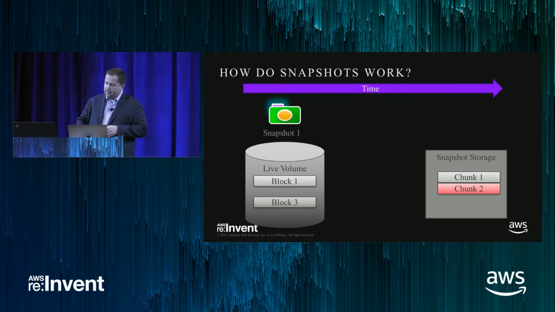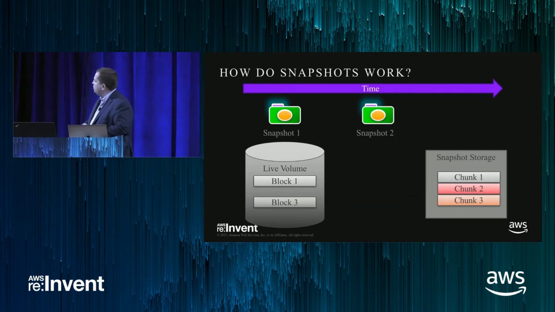So then when you make a change, you delete block 2 and you add block 3, and you take a second snapshot. Chunk 3 goes into your snapshot storage area. So now you have 3 chunks that you're keeping for long-term retention, and you still have 2 chunks or 2 blocks that are live on the volume.